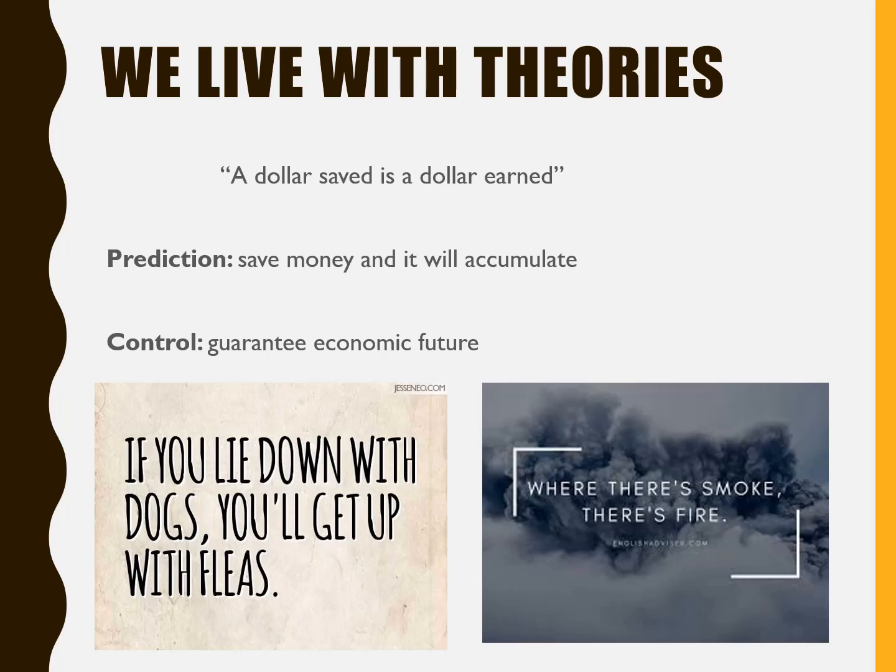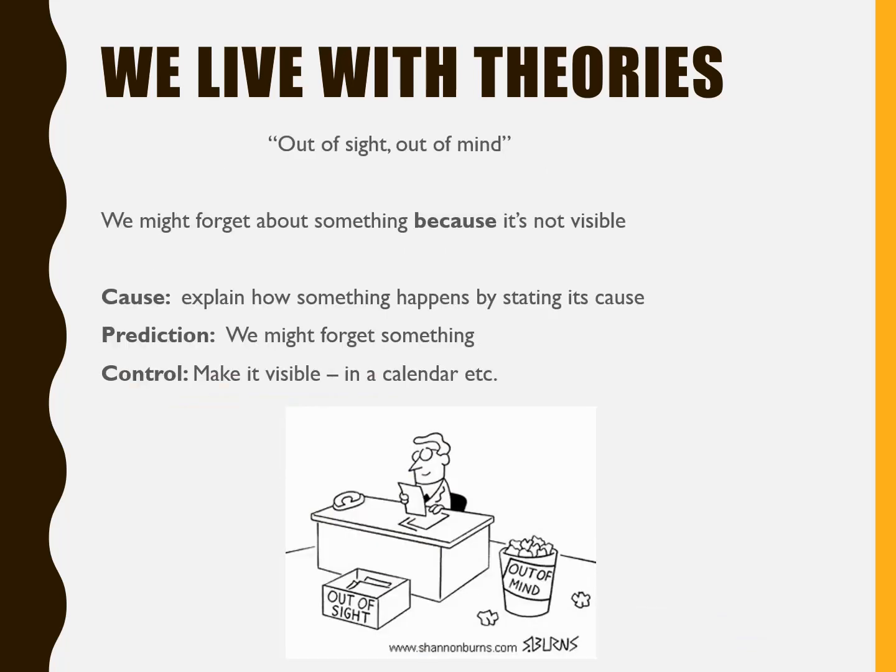With out of sight, out of mind, the idea is that we might forget about something because it's not visible. So we've got a cause in there. We're explaining how something happens by stating its cause. We're also predicting we might forget something, and we can take some control by making the event, for example, visible in a calendar. Sometimes theories are presented and even passed on as if they're facts rather than a theory, and they can even permeate an entire culture.